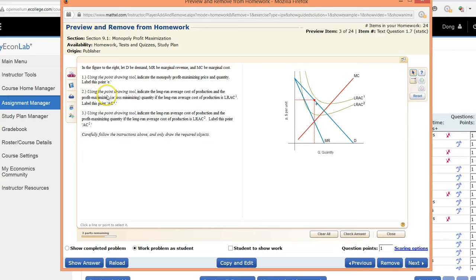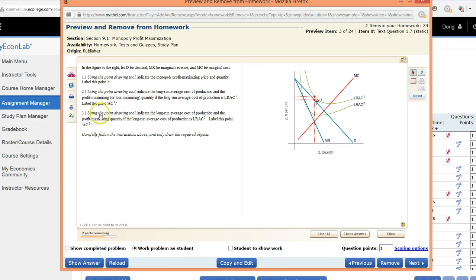And second part, using the point drawing tool, indicate the long run average cost of production and the profit maximizing or loss minimizing quantity if the long run average cost of production is LRAC1. So with this level of output, we can simply extend this point to the long run average cost of 1 and find out which point has the same output on the long run average cost of 1. So that has to be this point, AC1.